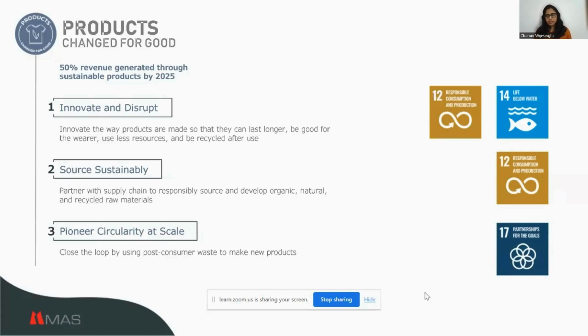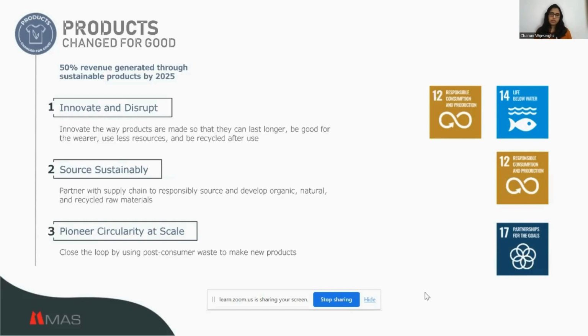I think you have also heard about the PET bottle recycling project, and these projects come under this category. We used 21 million PET bottles recycled into polyester yarns and fabrics in 2020. This project also supports UN SDG responsible consumption and production. The last one is pioneer circularity at scale. We will close the loop by using post-consumer waste to make new products. We are doing this by weaving the life cycle of our products we manufacture, through the lens of logistics, supply chain, material, technology, and all this.